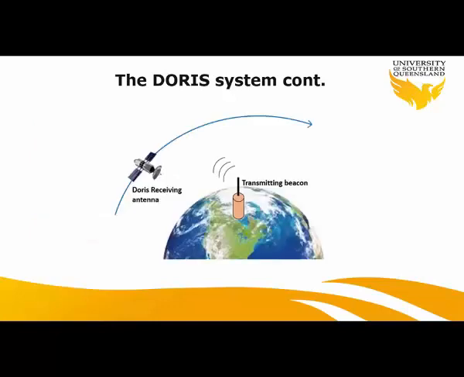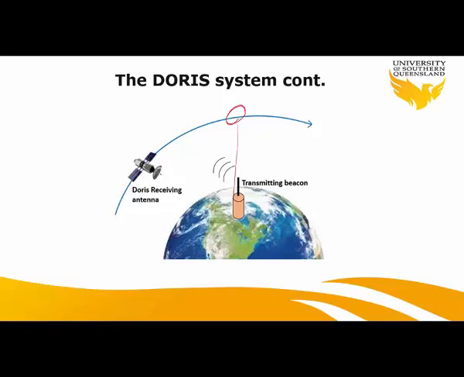How the DORIS system works, I told you before: we have transmitting beacons located around the world, 50 or 60 of them. They transmit the signal, and the satellite receives it. As the satellite progresses toward the transmitting beacon, it gets to the minimum distance from the transmitter, as I showed before.